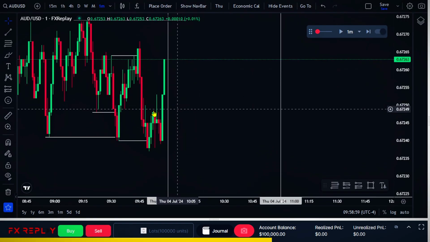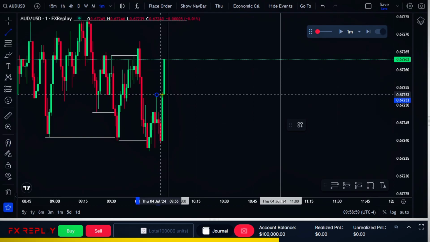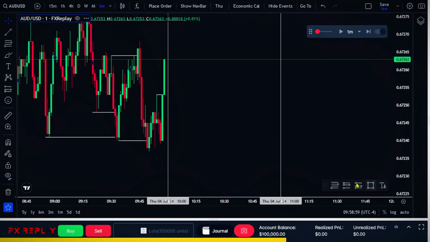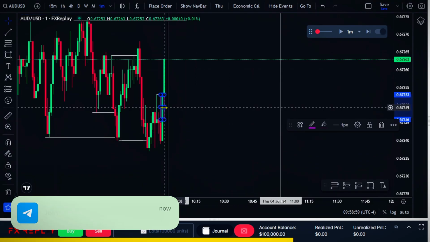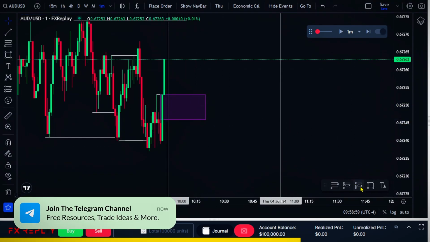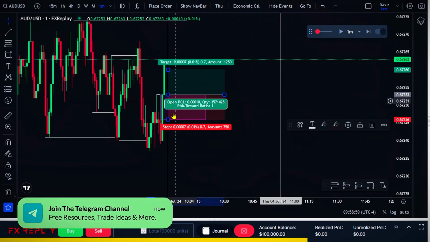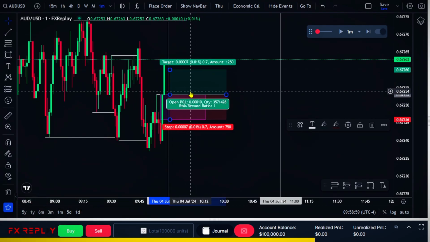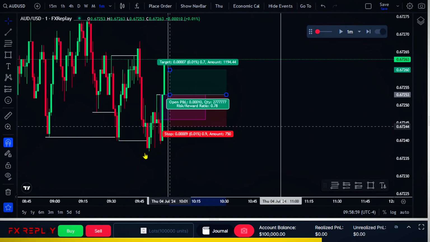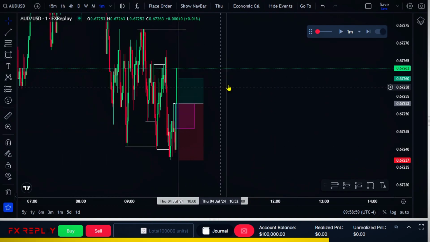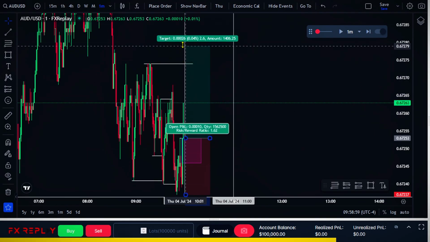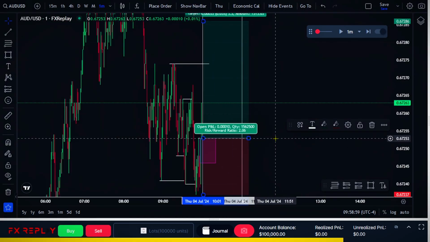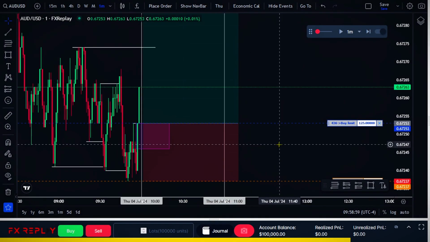We got displacement higher, creating a huge fair value gap and giving us our change in the state of delivery. We are about to hit 10 a.m., so I will be placing my limit order on top of the fair value gap. Our stop loss will be below the recent swing low, and for the profit target, I will be aiming for a 1 to 2R. Let me go ahead and place my trade and see how it plays out.